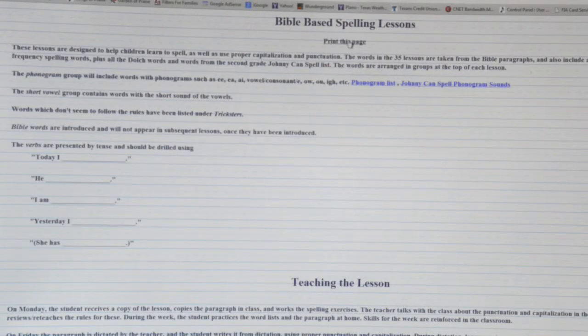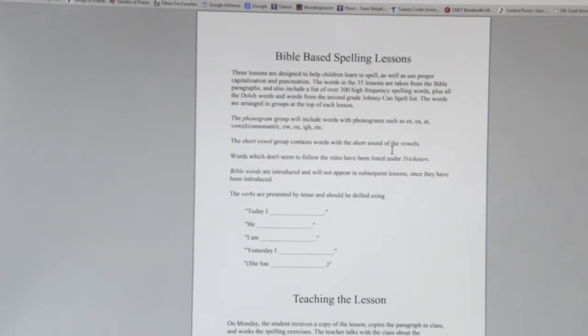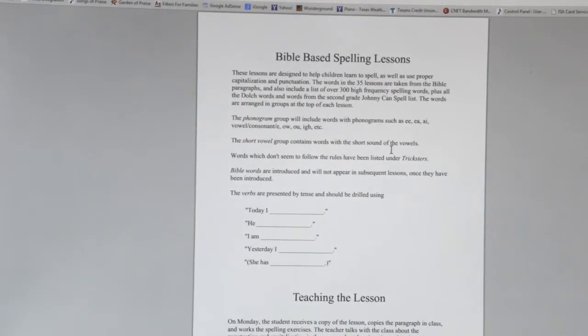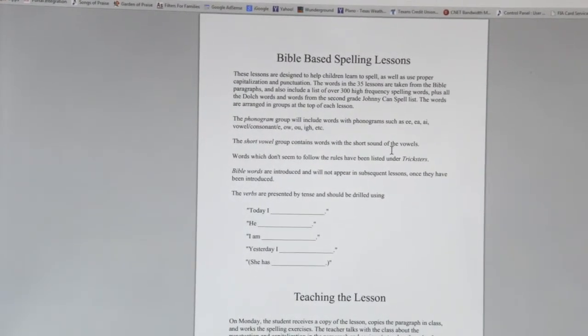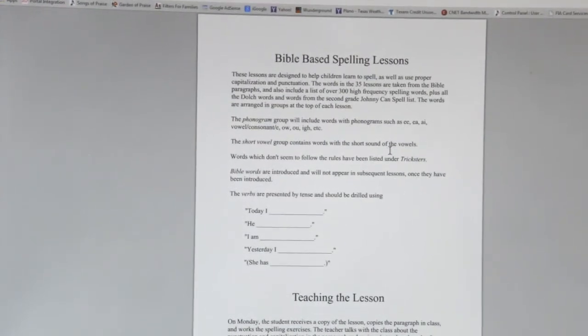And I have a printed page here we'll work from. These lessons contain Bible words. They contain 300 high-frequency words that are used a lot in the English language. They have all of the Dolch words, which is a special list of words that children learn. And we use the Johnny Can Spell list also.